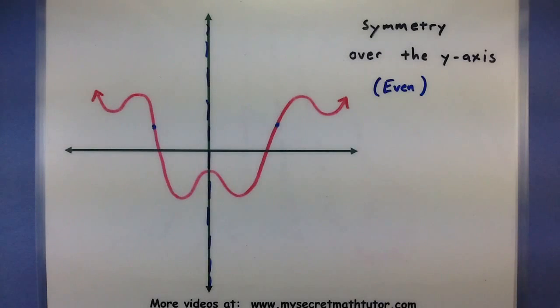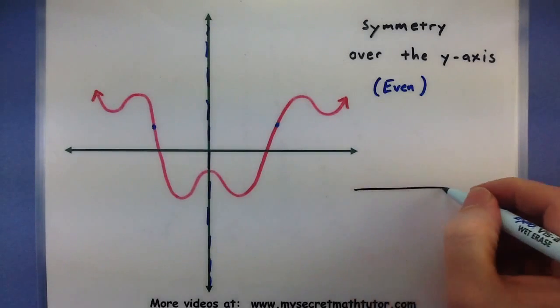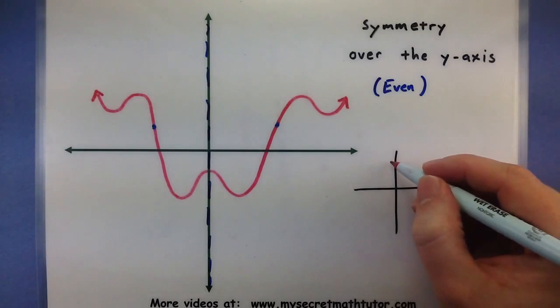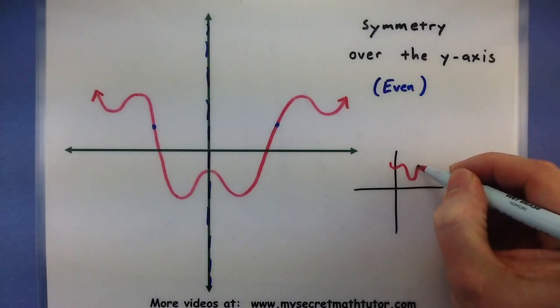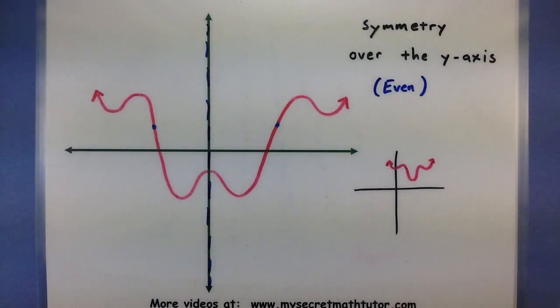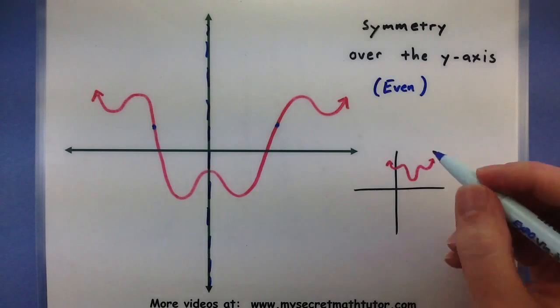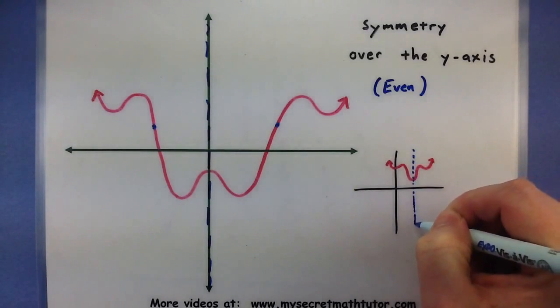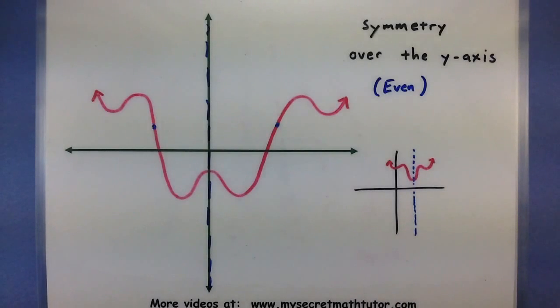Now, as you can guess, there's probably a lot of functions that have symmetry, but not necessarily y-axis symmetry. If I had to draw a really quick example, imagine if we took, say, a similar graph. Here we go. Now this one does have symmetry, but you would not call it even because the line of symmetry does not line up on the y-axis.